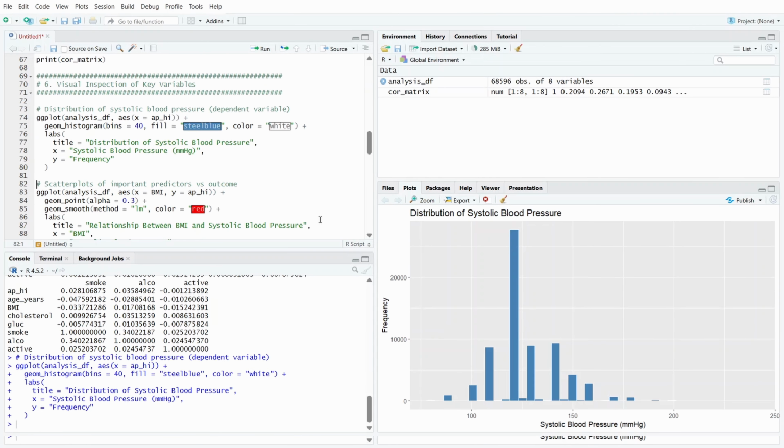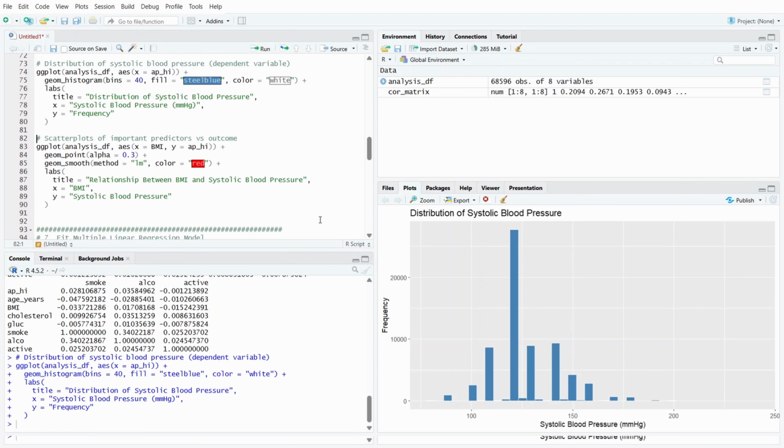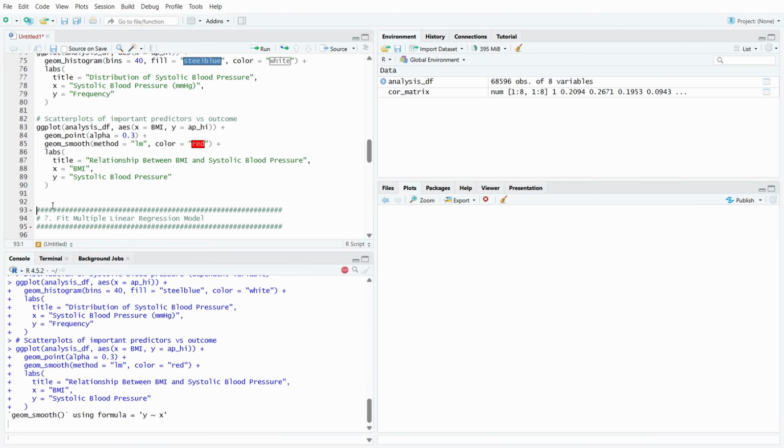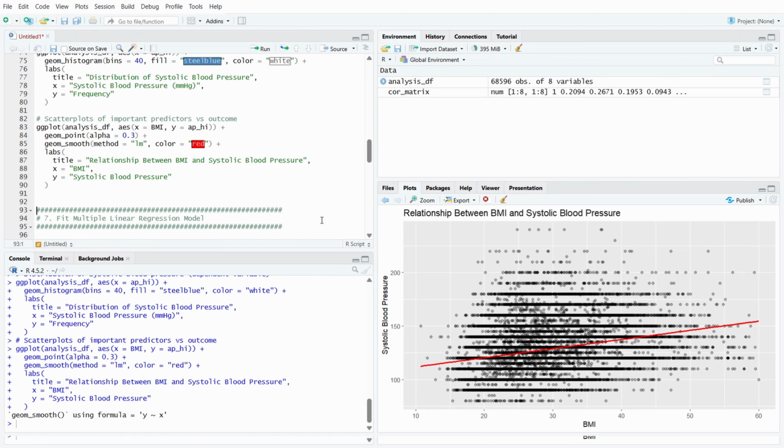We also create scatter plots between body mass index and systolic blood pressure. Scatter plots help us visually evaluate whether a linear relationship exists between predictors and the outcome. If the relationship appears roughly linear, it supports the use of linear regression.